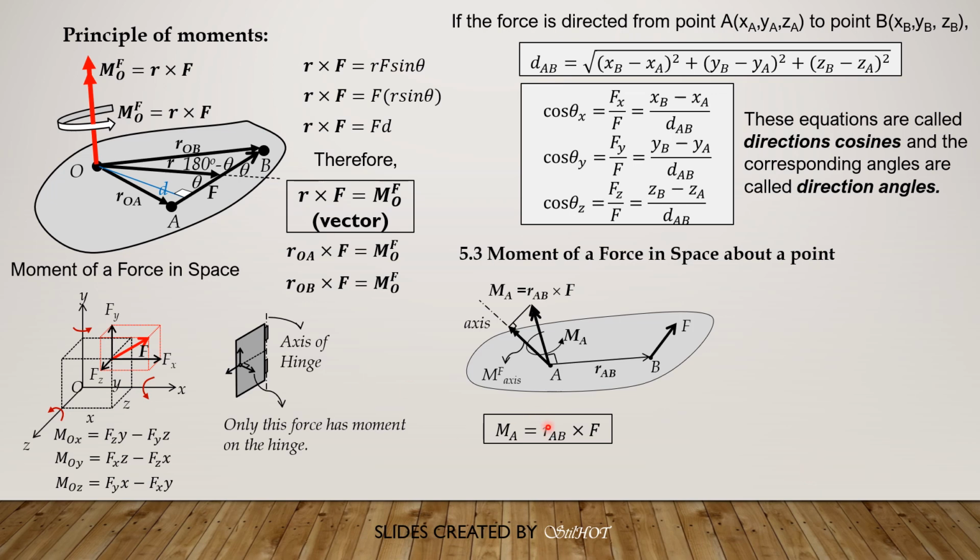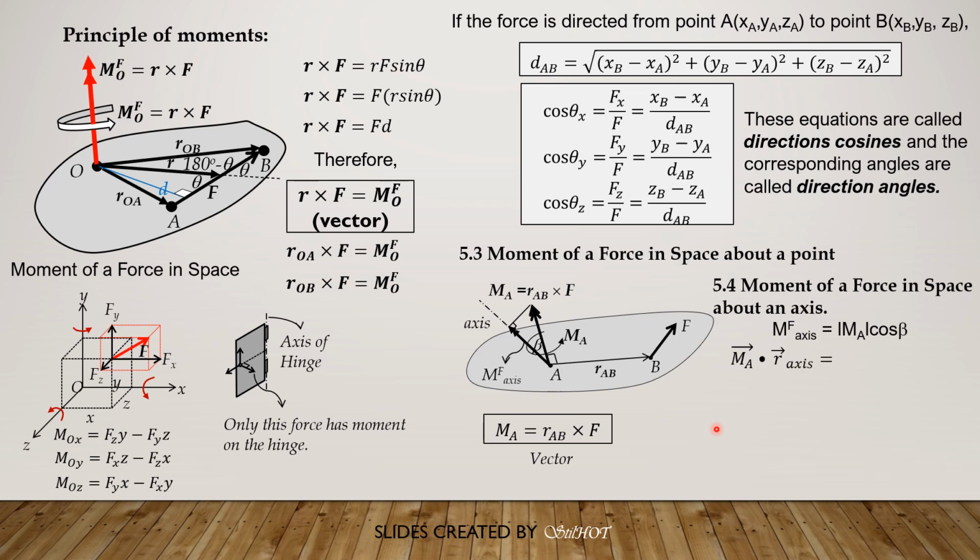So if this is MA, RAB cross F, then the moment of the force about an axis, which is a scalar, is equal to the magnitude of RAB cross F times the cosine of beta. So that's it. The moment of a force in space about an axis is equal to the magnitude of MA cosine beta, and since MA is RAB cross F, or position vector cross F, we can define this moment about an axis.